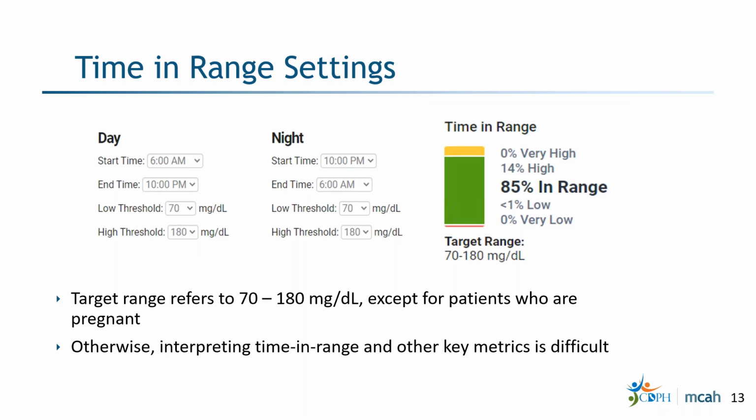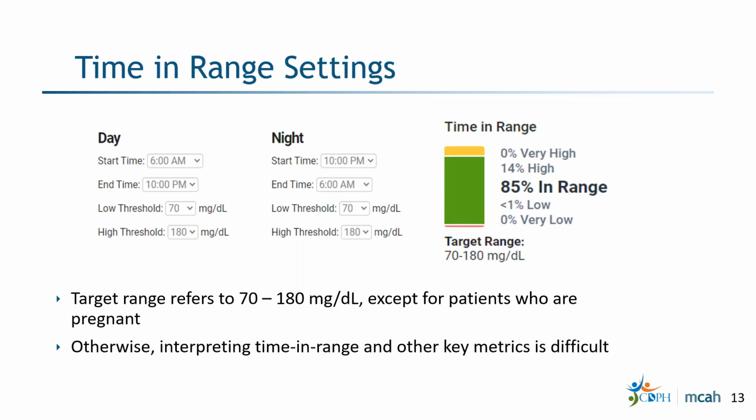So this is just another example of how we would go ahead and set the time in range. And this is a good example because hopefully you see in here that the target range is 70 to 180, right? So that is not good. It's not good for pregnancy, at least. For anyone not pregnant, this would be correct.